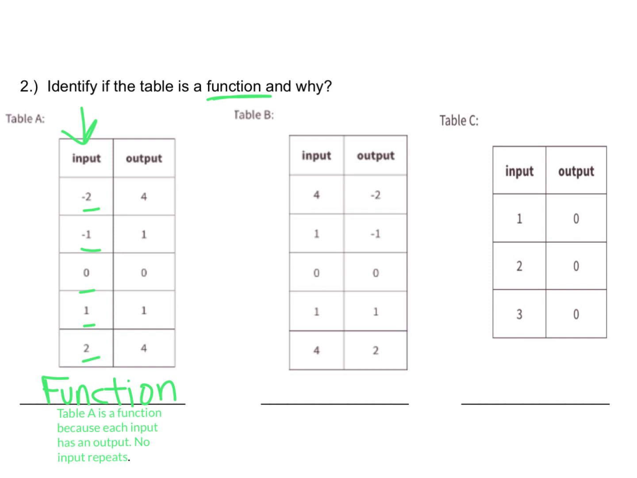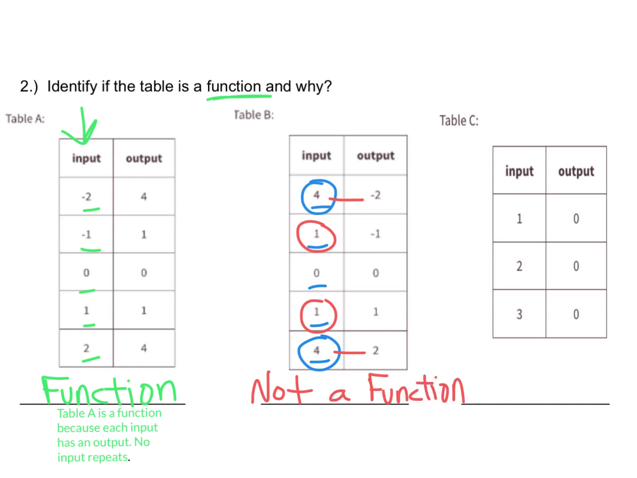Okay, so table B, again, I'm going to examine the inputs. And oh boy, okay, I can see the 4 repeats and the 1 repeats. So this is not a function because those inputs are repeating. So it's saying 4 is -2, but 4 is +2. So the input cannot have 2 different outputs. So this is not a function.